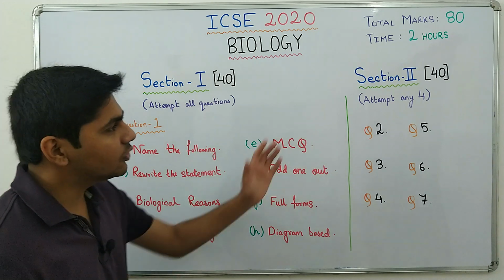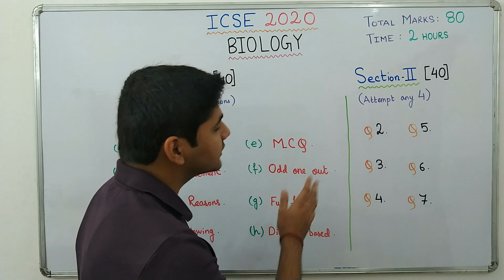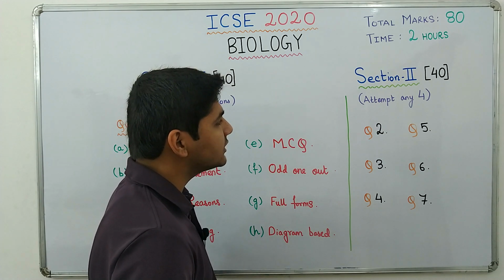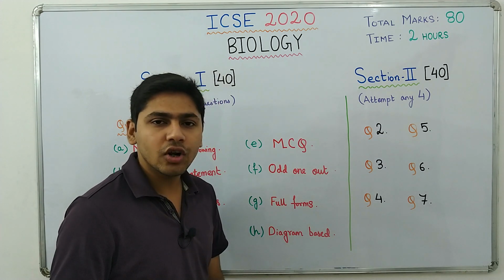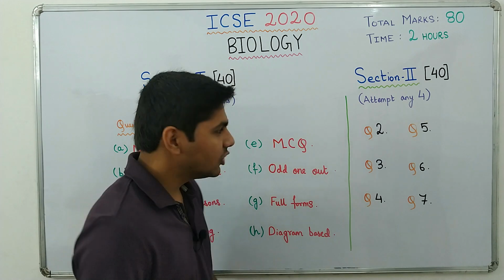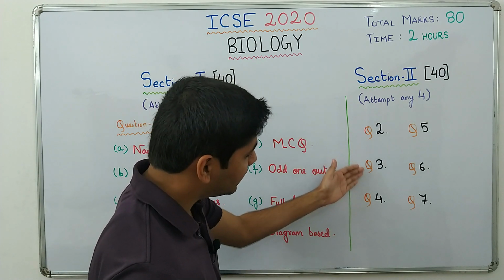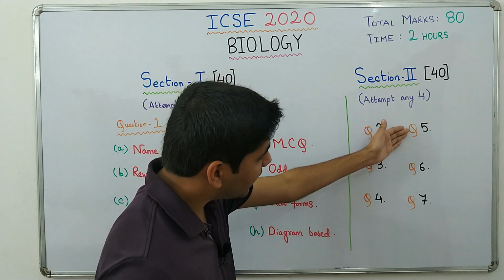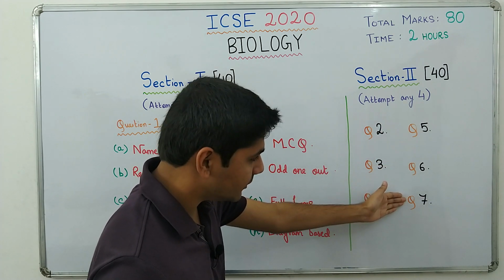Moving on to section 2. Section 2, 40 marks. You will have to attempt any 4 questions over here. You will get a total of 6 questions. You will get question 2, question 3, question 4, question 5, question 6 and question 7.